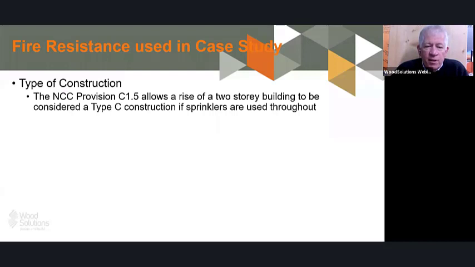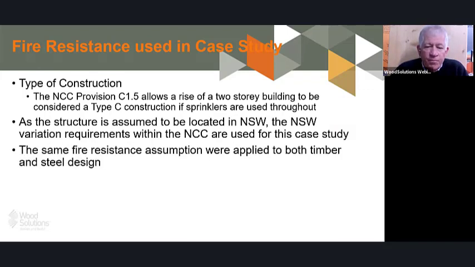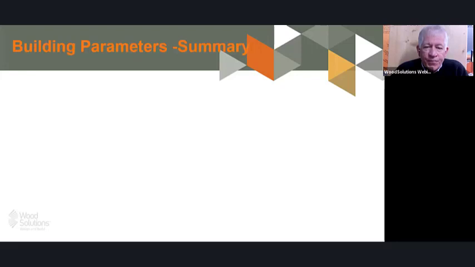So in this case we applied the NCC provision for a rise of 2 storeys, which is a Type C construction, if a sprinkler is used throughout. And guess what? Class 9Cs are required to have sprinklers throughout. So we can use that provision to define a 2-storey Class 9C building as Type C construction. The structure is assumed to be located in New South Wales, and the conventional requirements were used, and the same fire resistance assumptions were used in both the timber and the steel design.